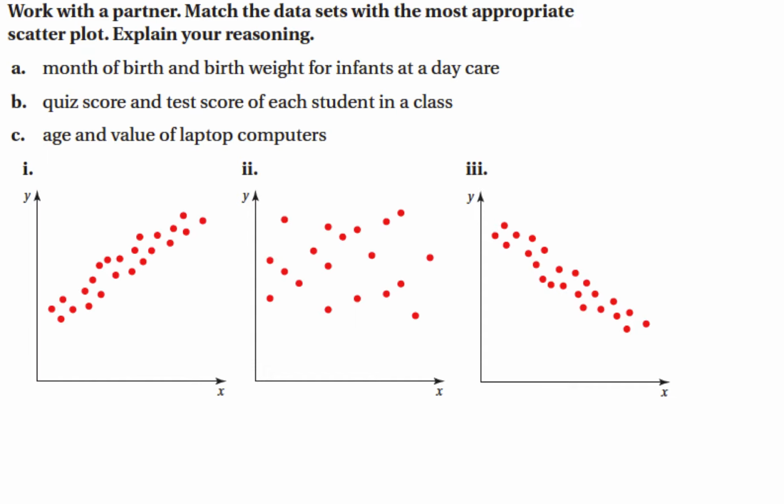Match the data sets with the most appropriate scatter plot. Explain your reasoning. A, month of birth and birth weight for infants at a daycare. Okay, so as you go through the year, do infants tend to get heavier? Do they tend to get lighter? Or does it not matter what time of year they're born? They're all different sizes. I think that third explanation is the best. This would be the month of birth, and this would be the birth weight. I would go with number 2 here.